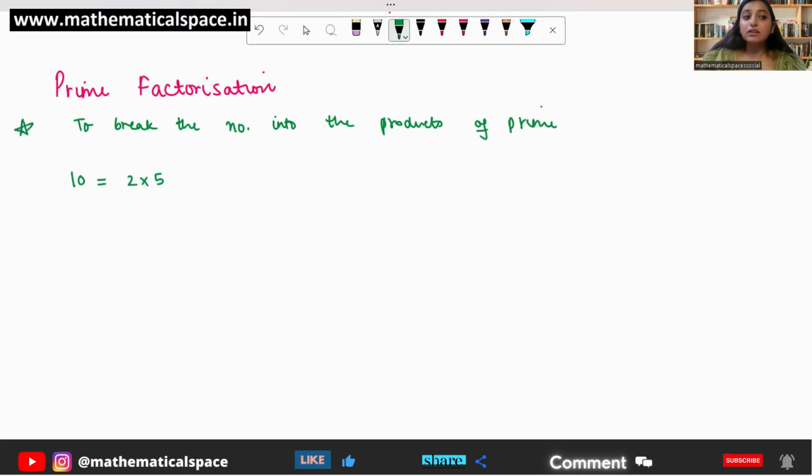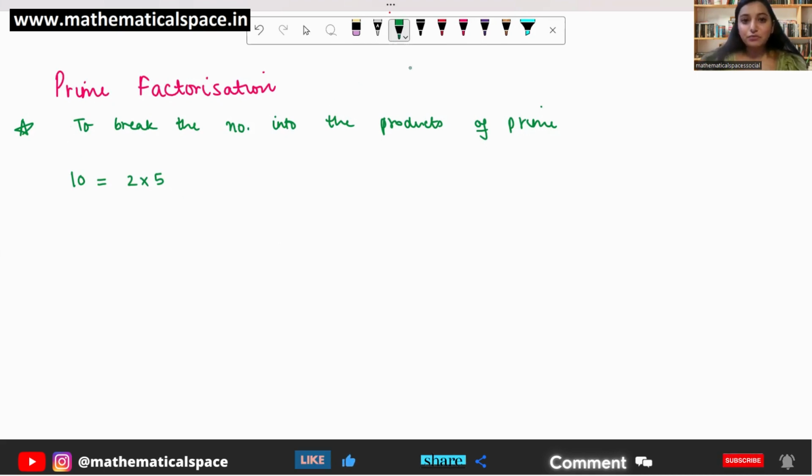So, what is the meaning of prime factorization? To break the given composite number. What is a composite number? Any number that has more than two factors is known as a composite number. To break the composite number into its prime factors is known as prime factorization. Prime factorization helps us to find the LCM of numbers.